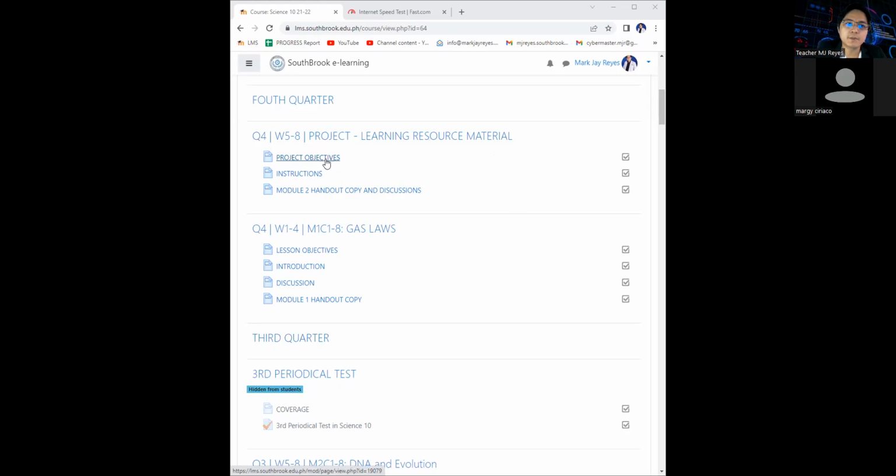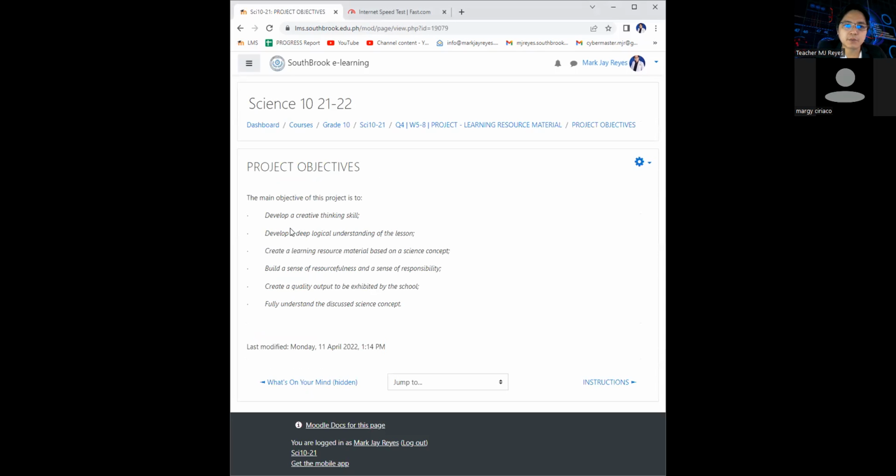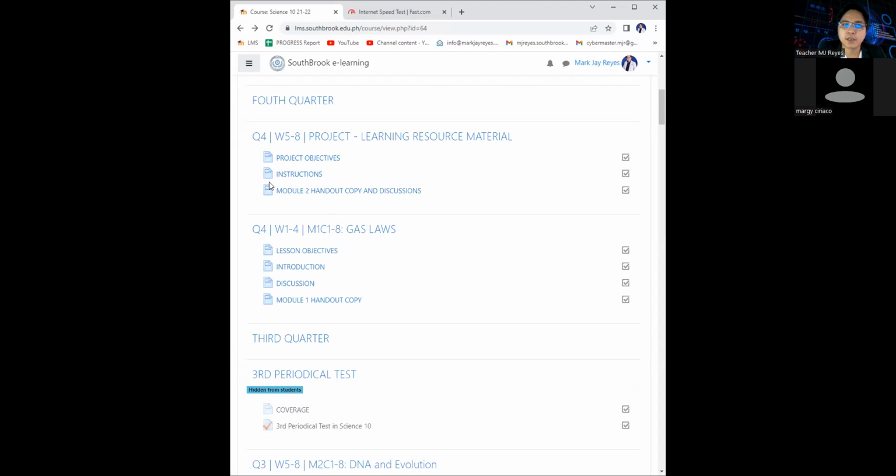The instructions given, project objectives: the main objective of this project is, number one, to develop a creative thinking skill, develop a deep logical understanding of the lesson, create a learning resource material based on the science concept, build a sense of resourcefulness and a sense of responsibility, create a quality output to be exhibited by the school, and of course, to really understand the discussed science concept. That's our main goal or objective.